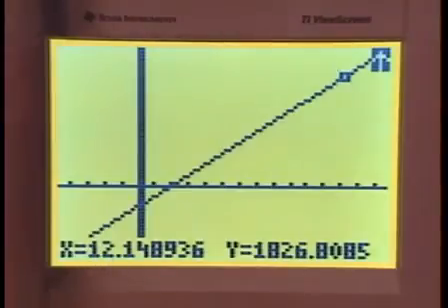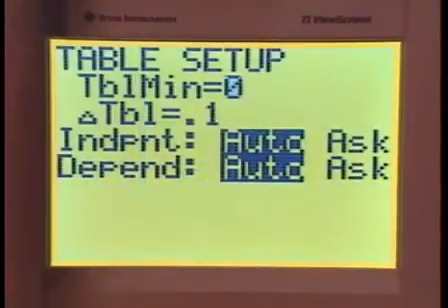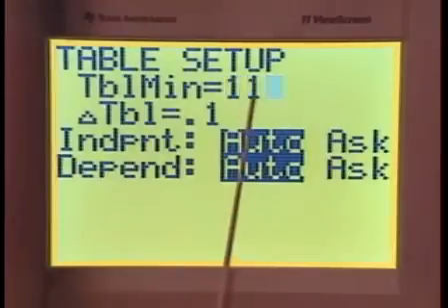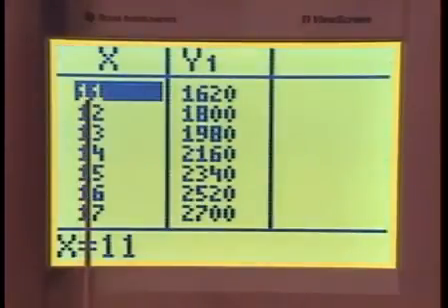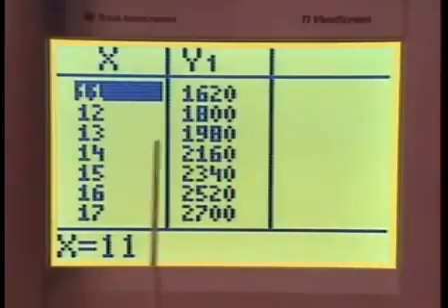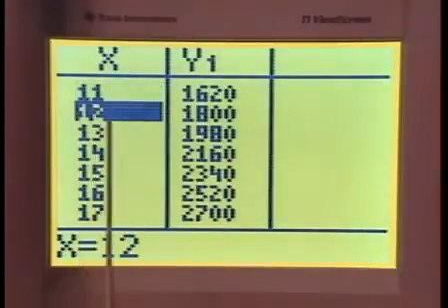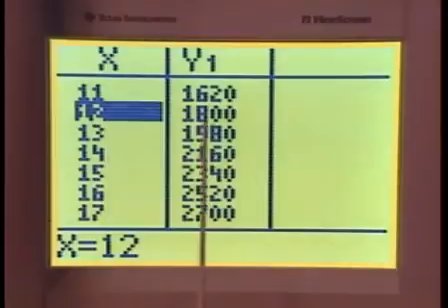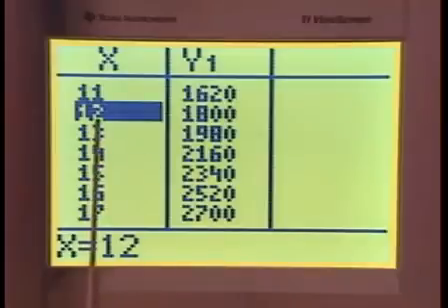Let's go to table set and set 11 to be the number of sides. Let's increase by 1 and see what the table tells us. 11 sides gives a total of 1620 degrees, and indeed it was a 12-sided polygon that gave us a total of 1800 degrees, the sum of all 12 angles. We call that a dodecagon.